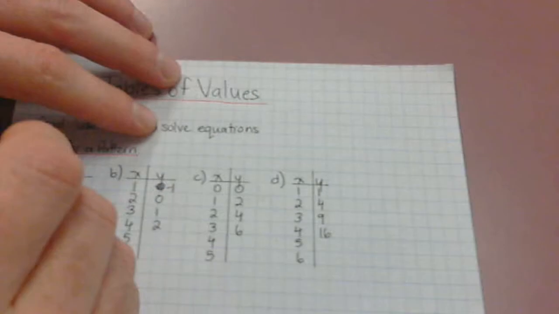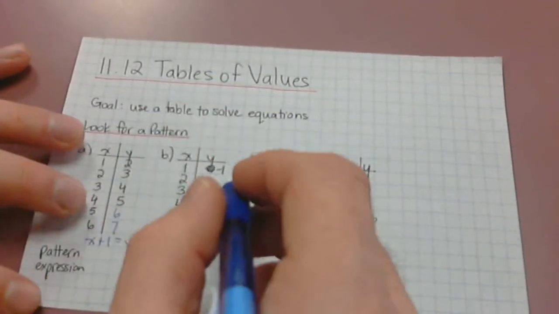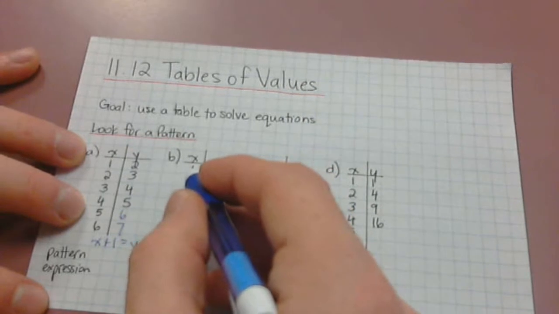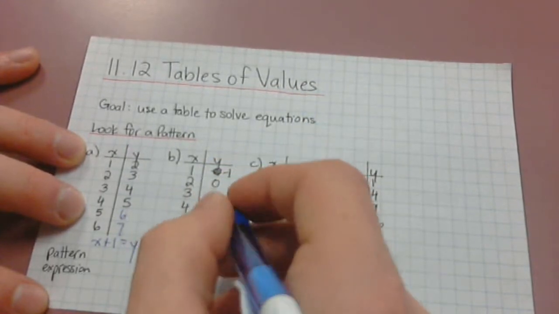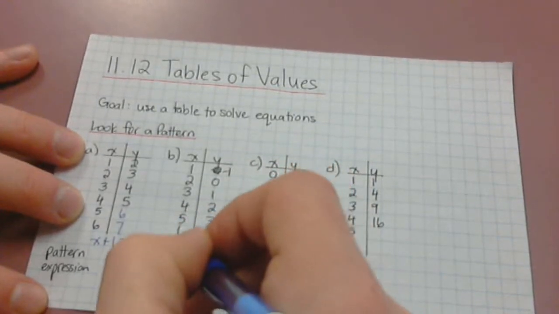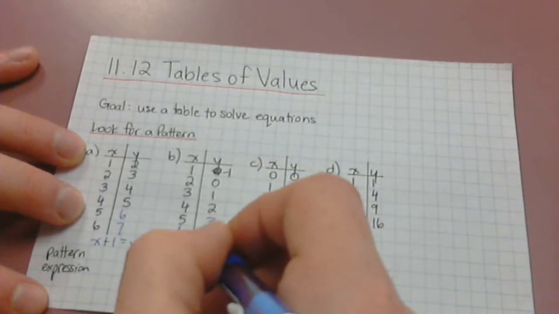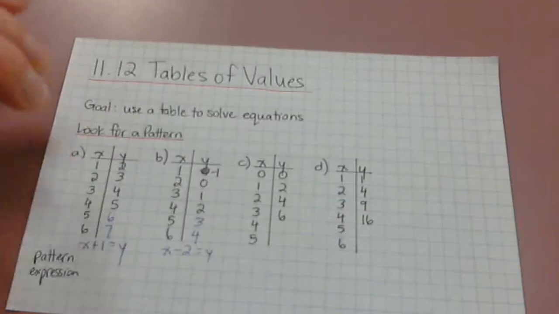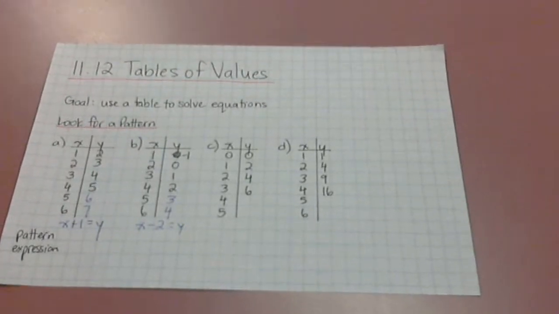Now, let's try something a little bit different. So here we have 1 to negative 1, 2 to 0, 3 to 1, 4 to 2. So it seems like every time we're going down by 2. So that would be 3, that would be 4. So we're taking x and we're subtracting 2, and that's going to equal y.